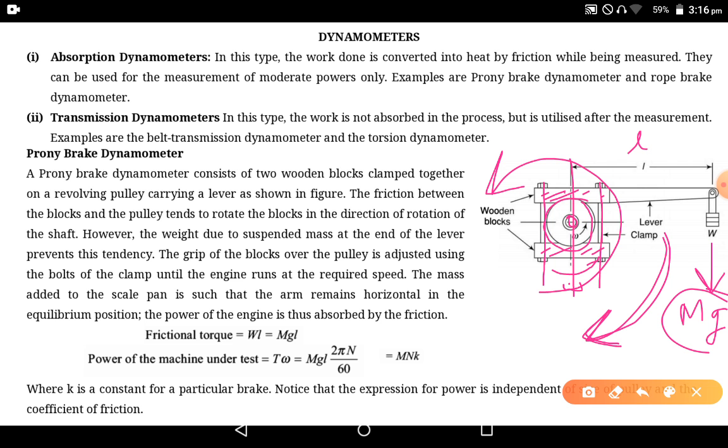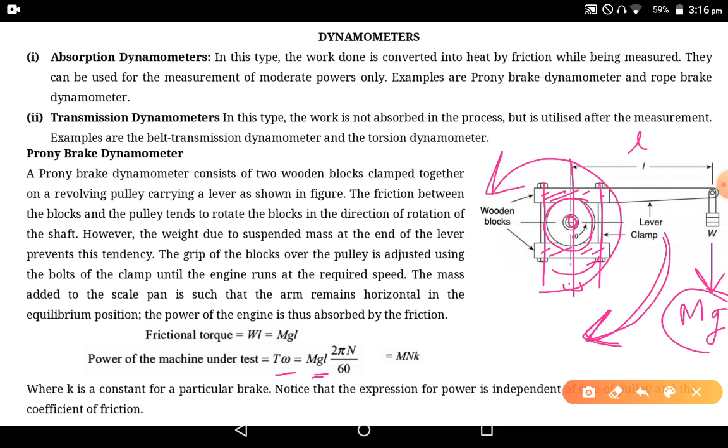That is the power being transmitted, that is T times omega, or the torque transmitted by the machine times omega, right? And this torque which is being transmitted will be the same as, or equivalent to, mg into L, because the same amount of torque will act in the opposite direction, only then will it stay balanced, right? So in place of the torque, we put mg into L, the weight we have put and the moment generated due to that weight, right? mg into L into omega, where we can write omega as 2 pi n by 60, where n is the speed of the shaft, right?